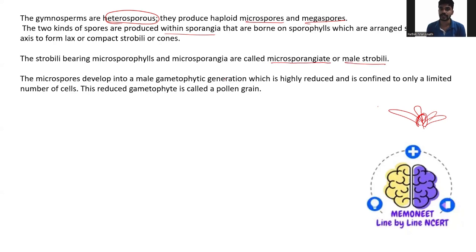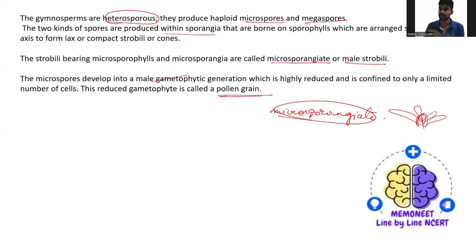Okay, so that means if the strobilus is going to bear both microsporophylls as well as the microsporangia, then we normally call it microsporangiate. Microsporangiate. So you are clear with this. Then these microspores later on are going to develop into the male gametophyte generation, which is highly reduced and confined to only a limited number of cells. So this reduced gametophyte is actually called the pollen grain.